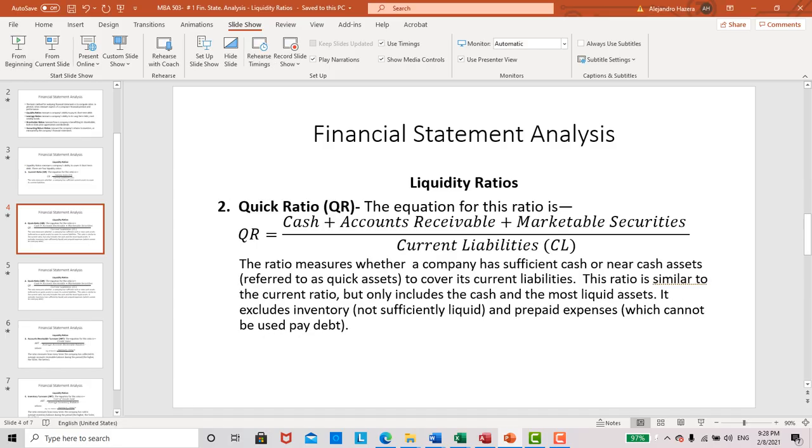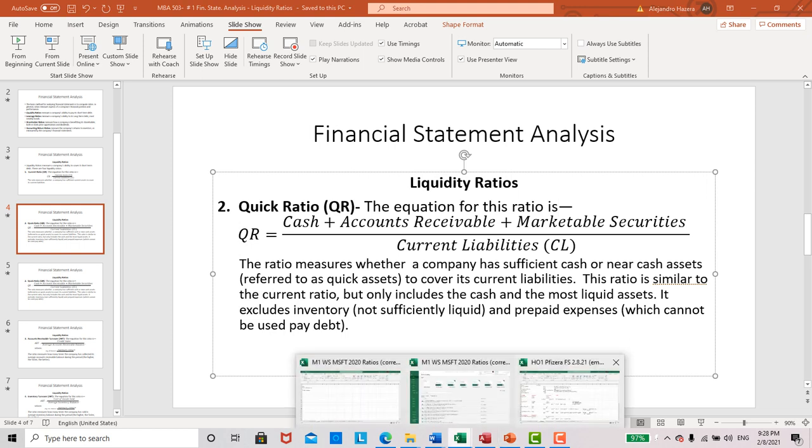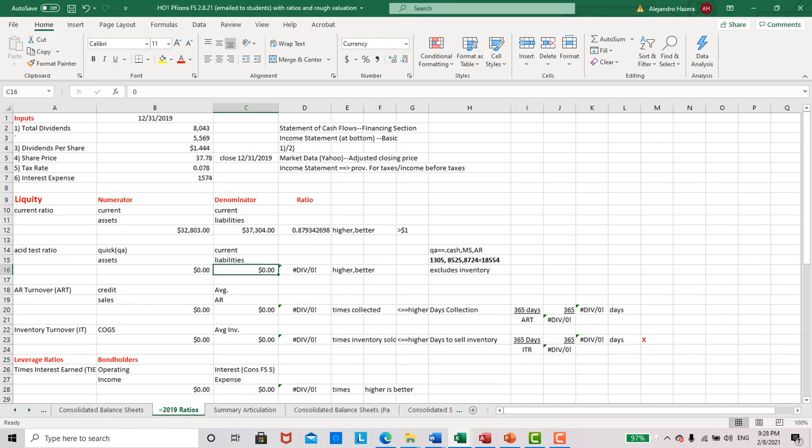So let's go back to the sheet here, and we see that the ratio is cash plus accounts receivable plus marketable securities. So how would this look on Pfizer's balance sheet? First of all, we have quick assets, and I put the quick assets out here. Quick assets are cash plus marketable securities plus accounts receivable, and that's going to total up to 18,554.